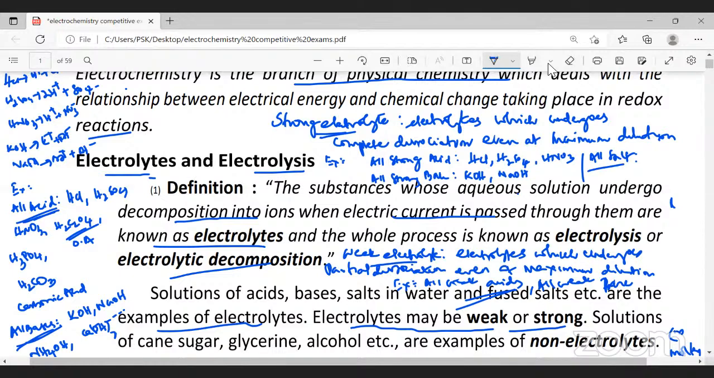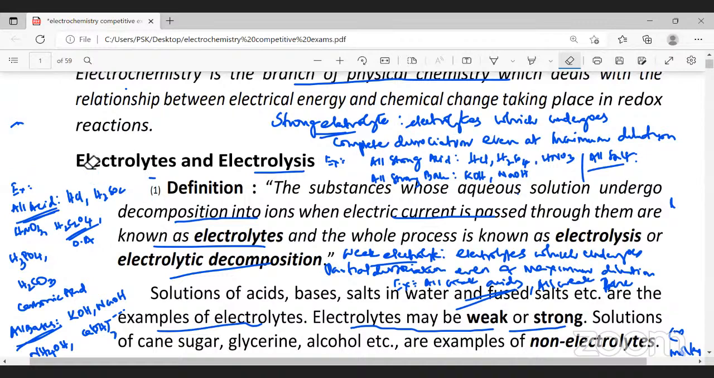Now we will erase this. We have learned what an electrolyte is, and what strong and weak electrolytes are. Now we have to define one more term, the non-electrolyte. What do you mean by a non-electrolyte? I gave you an example in the beginning of the class. Generally, non-electrolytes are covalent molecules.